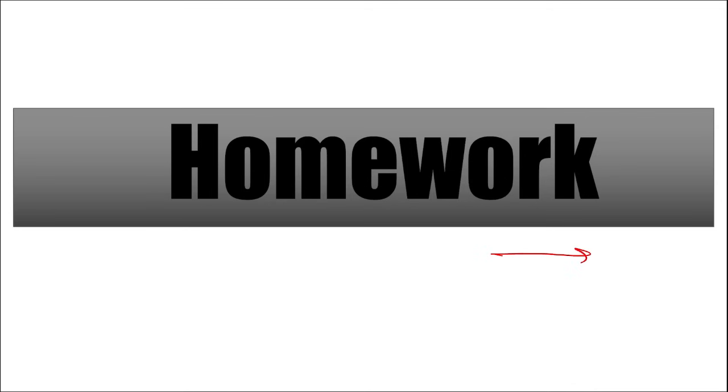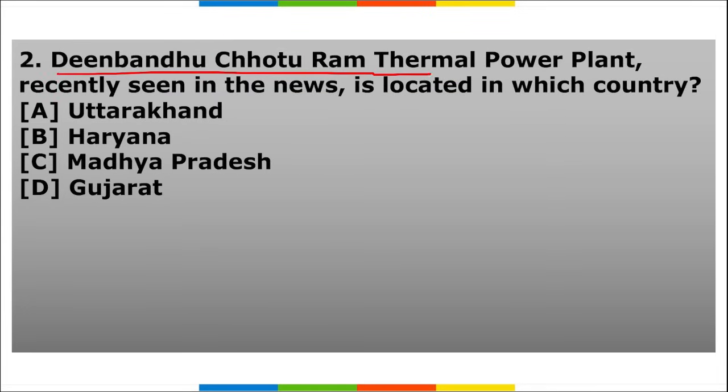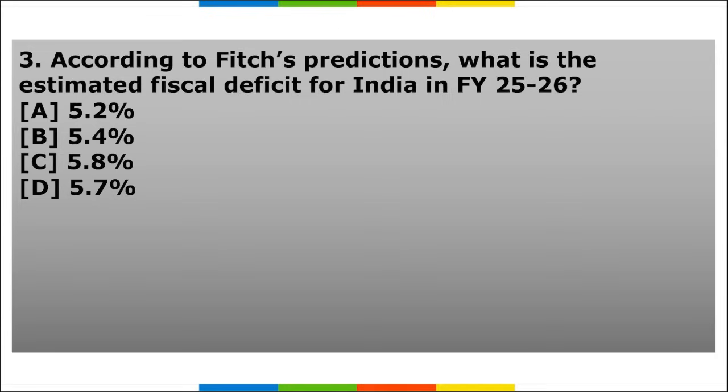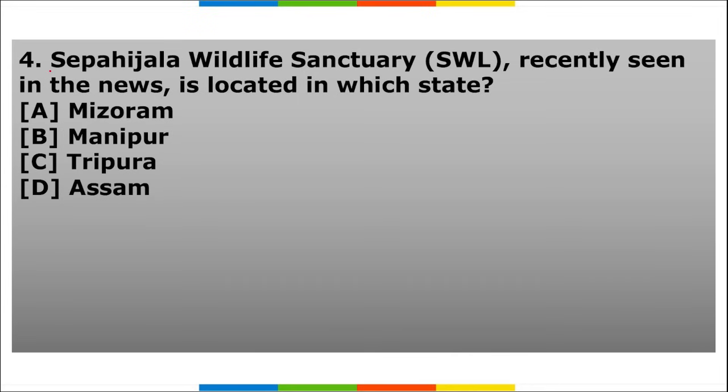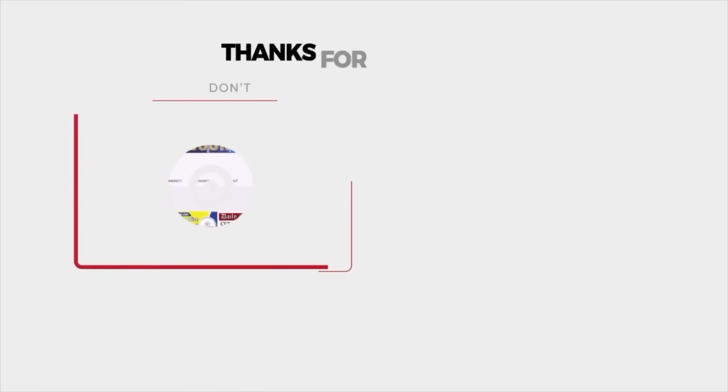Next, let's move to the homework section. First, the term lupus seen in news is related to which one of the following? Second, Deenbandhu Chhotu Ram thermal power plant recently seen in news is located in which country? Third, according to Fitch's prediction, what is the estimated fiscal deficit for India in fiscal year 25-26? Fourth, Sheffield Wildlife Sanctuary is located in which state? And fifth, what is the primary objective of the SMART scheme seen in news? So these are your 5 homework questions, friends, and I need to see maximum participation from all the students watching this video.